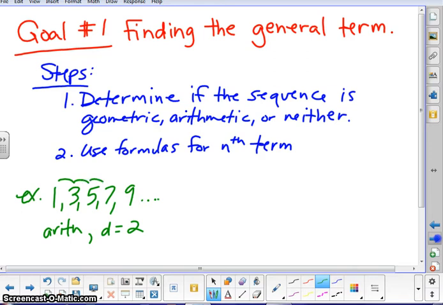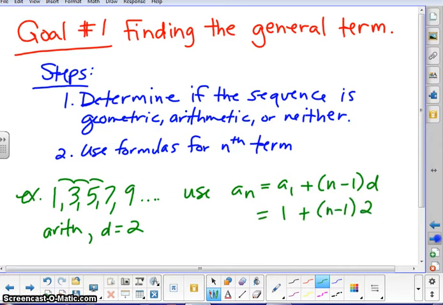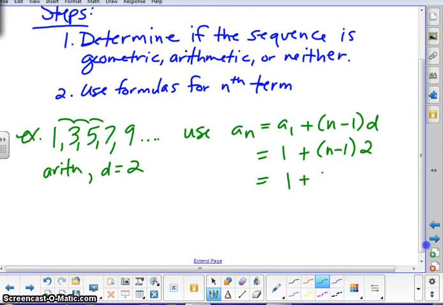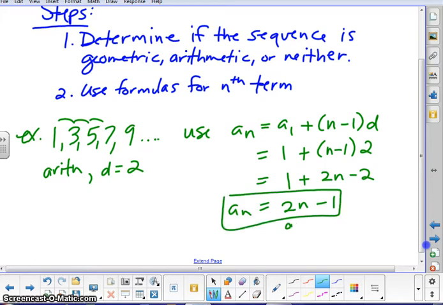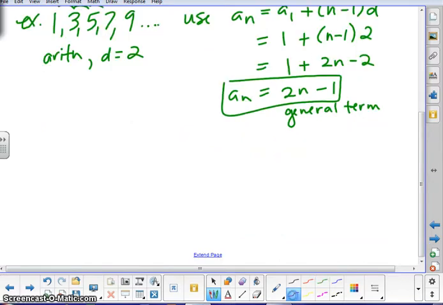So if we notice it's arithmetic, we're going to use a sub n equals a1 plus n minus 1 times d, the nth term. First term is 1. The n we do not know, so we're going to leave those open, but the common difference we do know. And after distributive property, you get this. And after simplifying, you get this. So that we have just found is our general term. It's called the general term because now we can find any term in a sequence by just plugging a value in for n. Okay, so let's try another one.